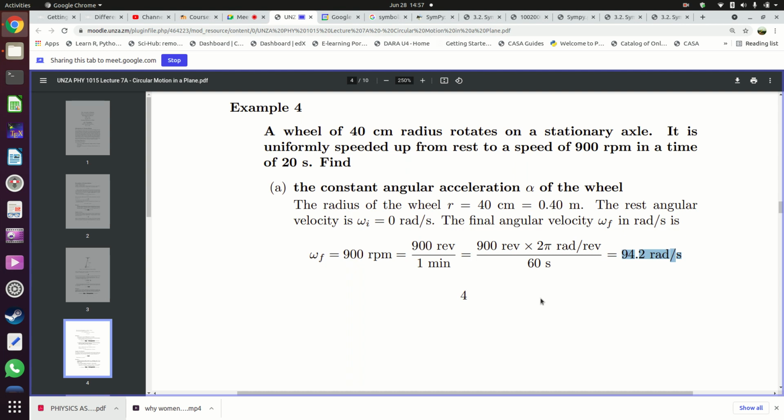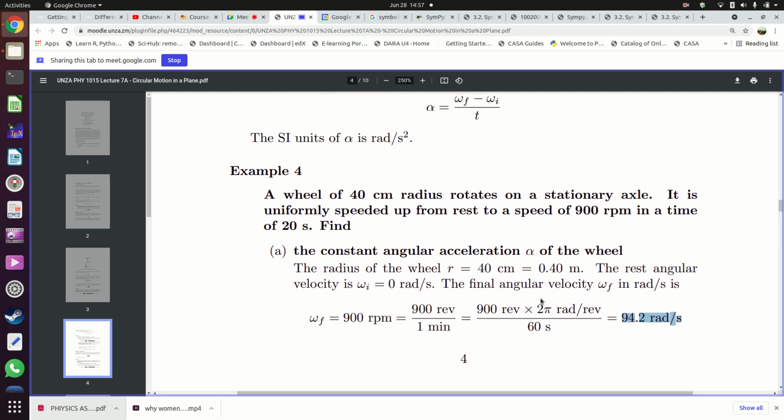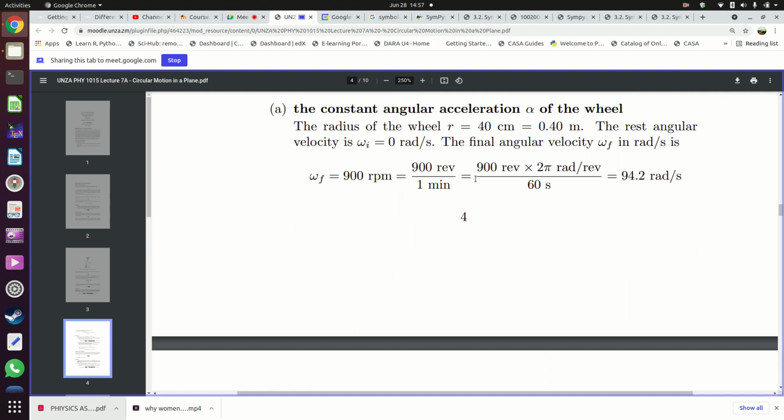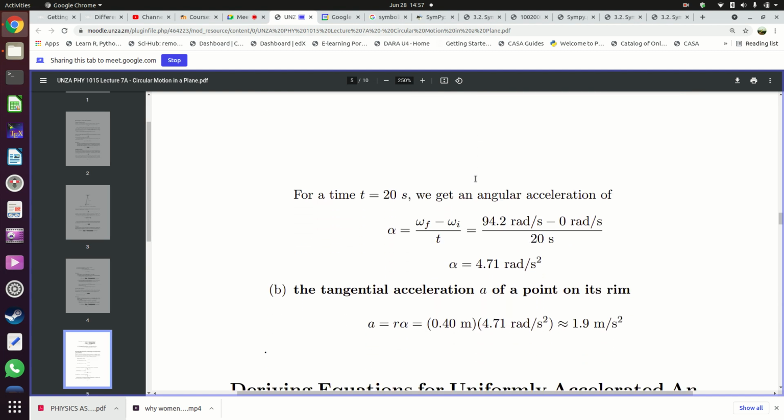Now that we know the final angular velocity and initial angular velocity, we can use this expression to find out our angular acceleration. So alpha is equal to omega f minus omega i, divided by t. Omega f is 94.2 radians per second, minus 0 radians per second, divided by 20 seconds. So we end up with alpha equal to 4.71 radians per second squared.